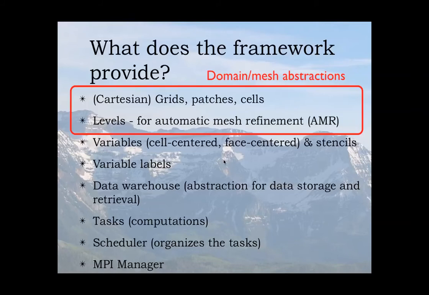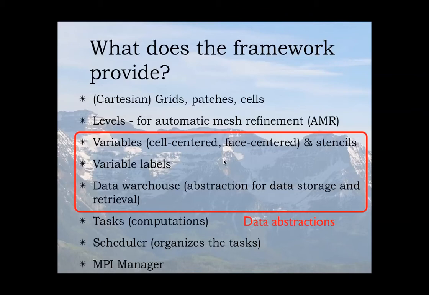So we can kind of divide these into different chunks. So we've got domain or mesh abstractions. So these are things that the framework provides related to a grid or a mesh. So you can create grids, you can say I want a grid of this size, 1 meter cubed maybe, with this many cells. Maybe I want 50 cells in each direction. And if you want, there's also the capability to do AMR. So the code provides this concept of levels. So you can use multiple levels to do automatic mesh refinement. So these are sort of the domain level abstractions.